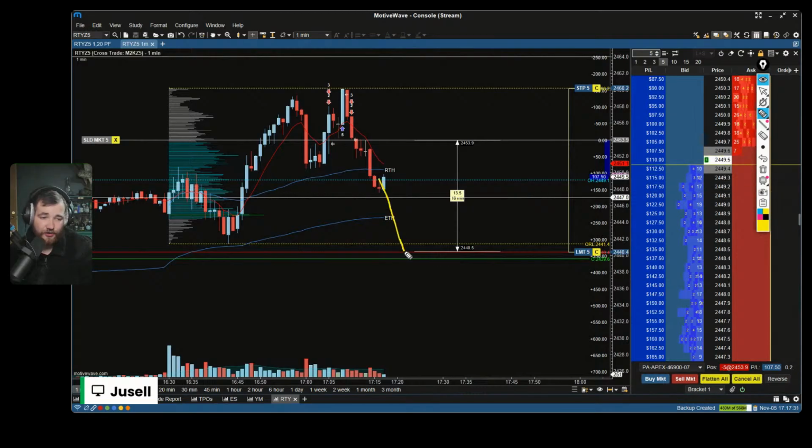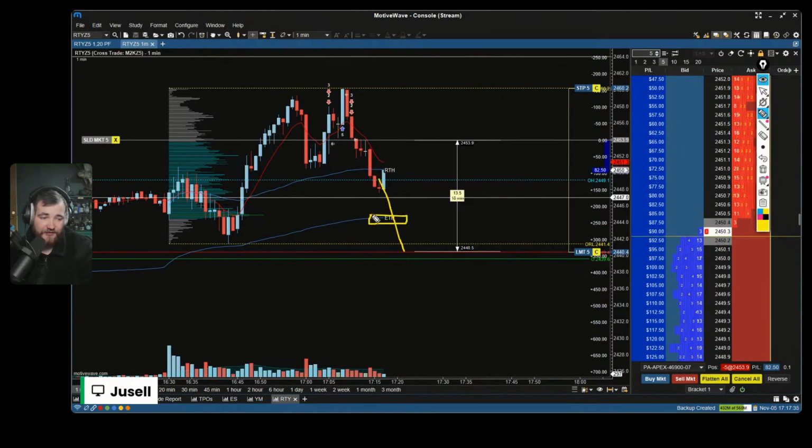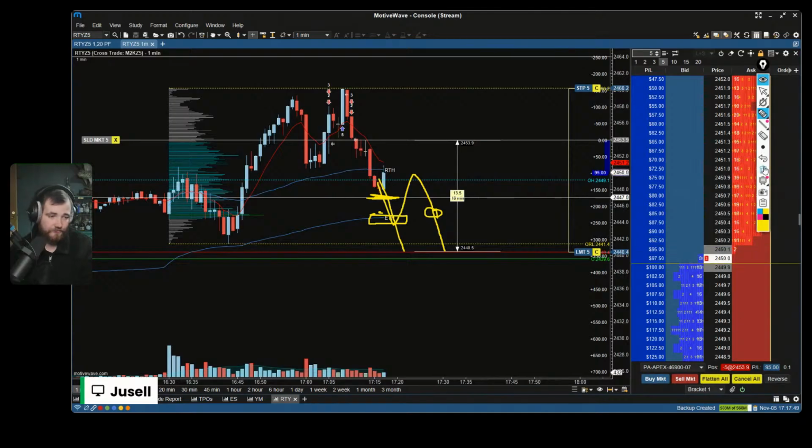We could just go straight there, but we do have this ETH VWAP here, so it doesn't make sense for me to add here when it's probably going to do something like this anyway, right? So might as well be adding here rather than at this point when it's still unsure.